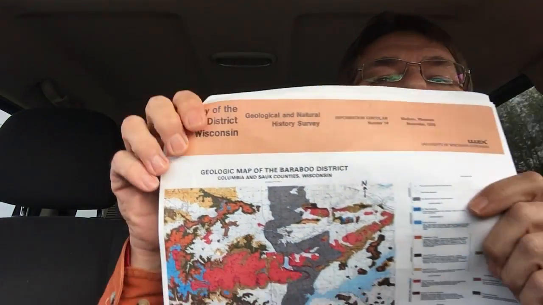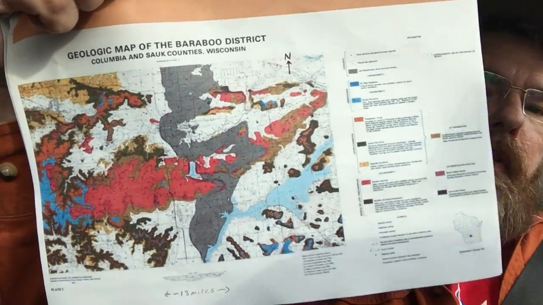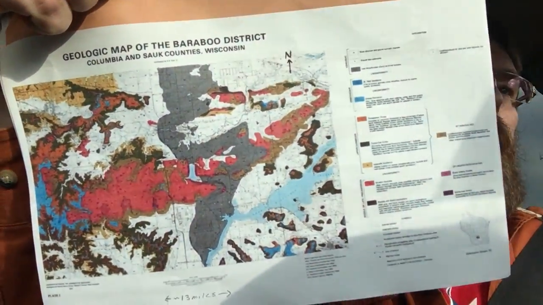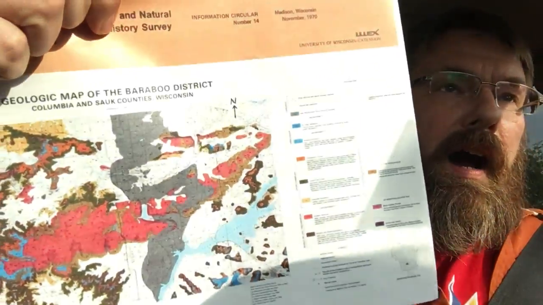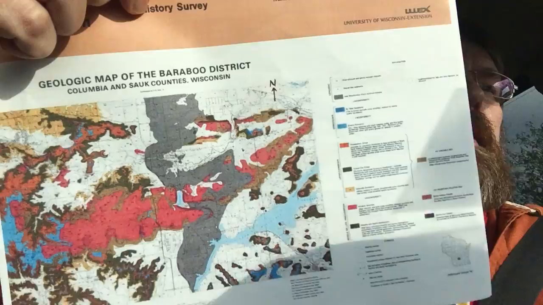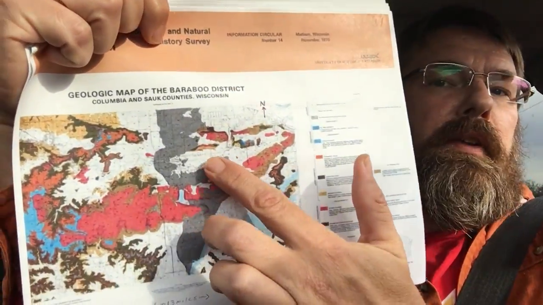This is the basic geologic map that was done in 1970 of the Baraboo syncline. And it's a huge area. The width of that map is about 13 miles, plus or minus a mile. I didn't measure it exactly, but you can get this online to see. That way's north. And the red here is basically the Baraboo quartzite. Some of the red in the middle here is actually the Dake.